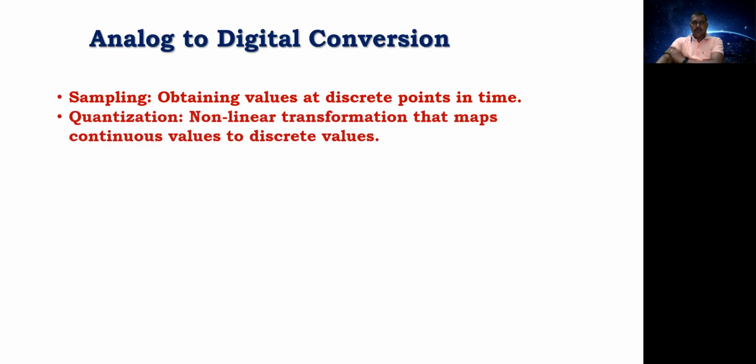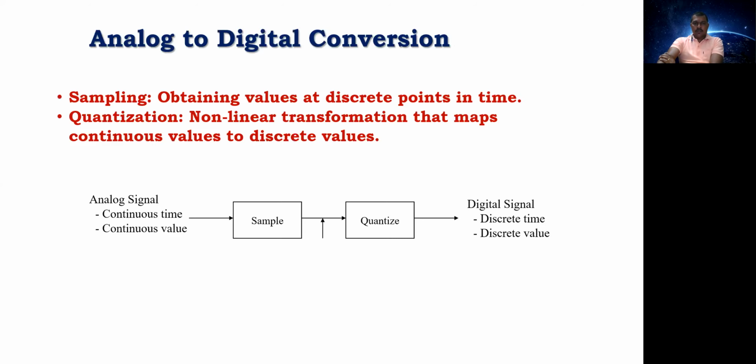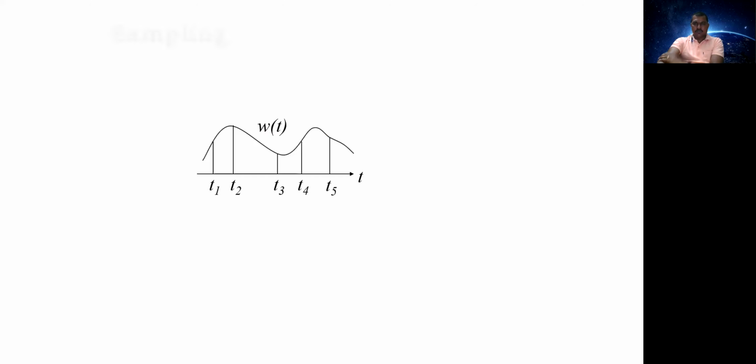So sampling, how to convert an analog signal to a digital form, that is we require sampling, and then we require the quantization. Right? So this is the block diagram of that. Yeah. So this was the block diagram. We take sample, then quantize, and then we convert it into analog.